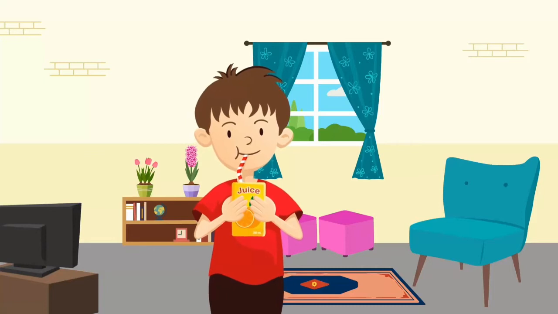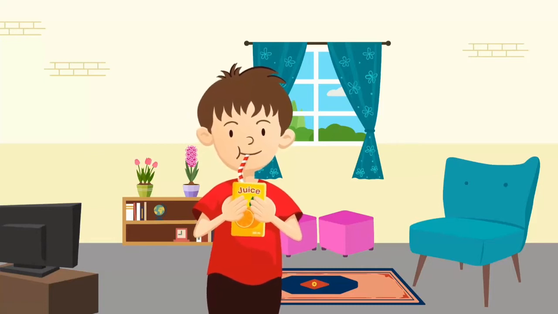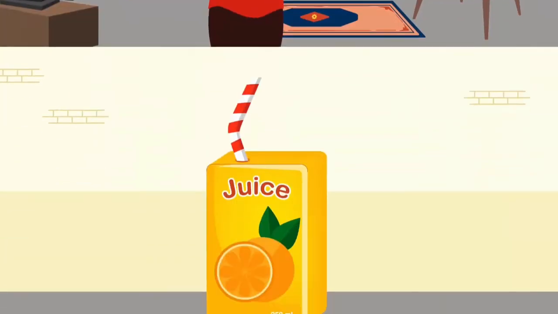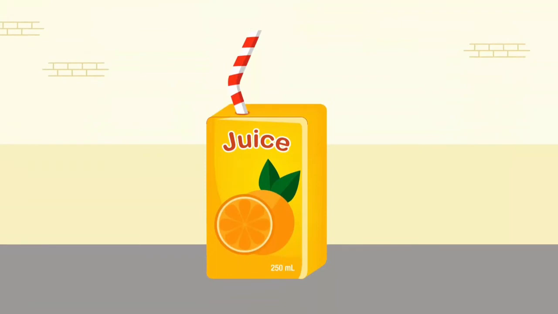Everybody enjoys having a drink from juice boxes. But do you know what it means when it says that a box contains 250 milliliters of juice? This means that the juice box has a space to hold exactly 250 milliliters of juice. This amount of space, or the capacity, is called the volume of the juice box. It can be calculated for different shapes with different formulas.